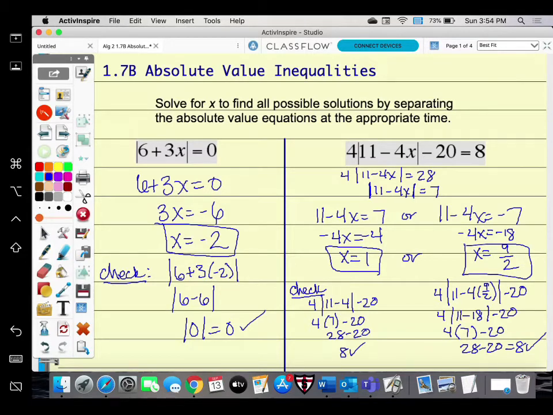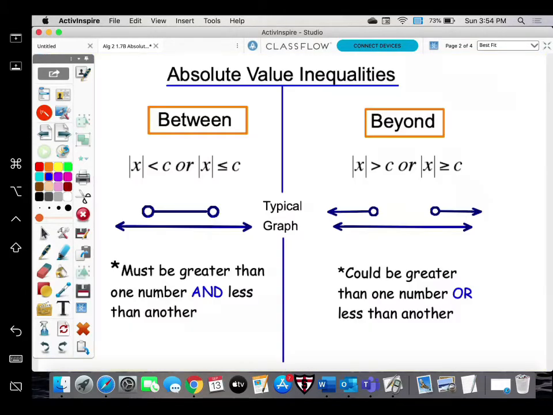Now let's look at some absolute value inequalities. So we'll have less than, greater than or equal to, less than or equal to, those types of things. When we separate into the two separate things, we are either going to have an and inequality or an or inequality. And here they're called between and beyond. Between just means we're talking about an and, all right? That's highlighted down here. And beyonds are the ors, so when we connect them, they will be or.